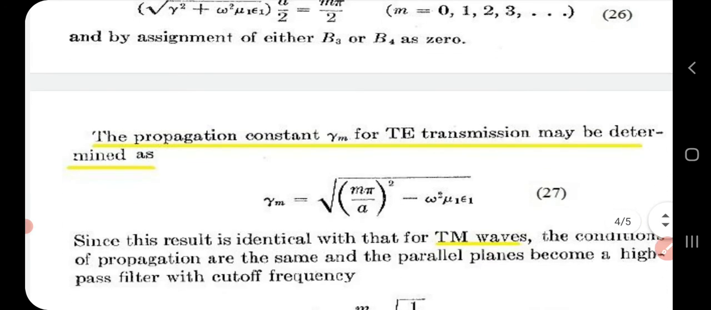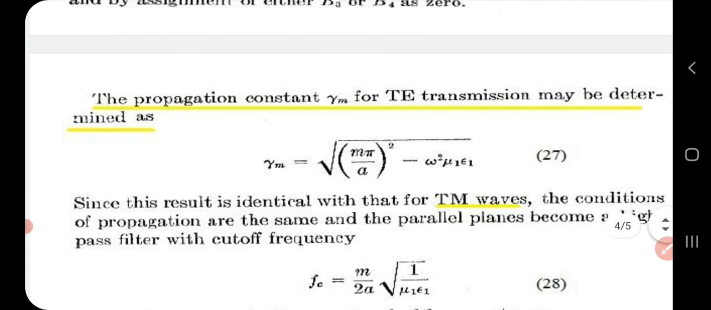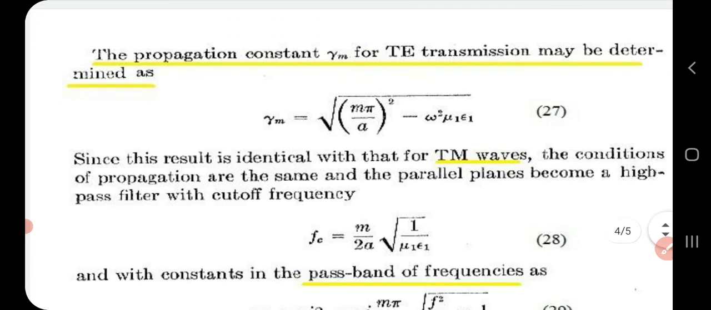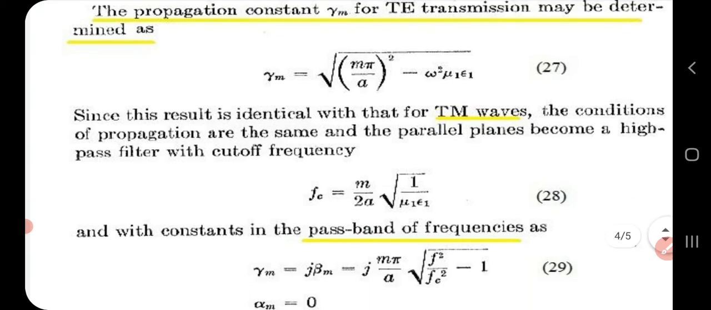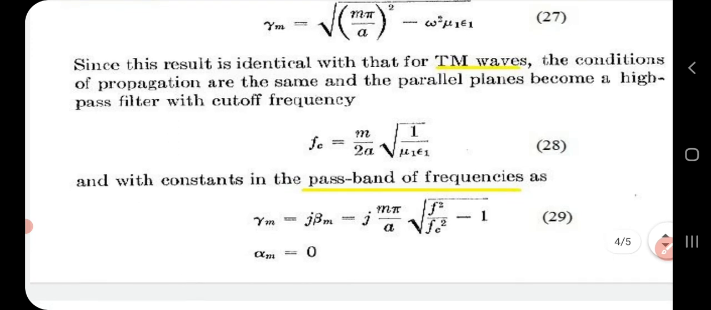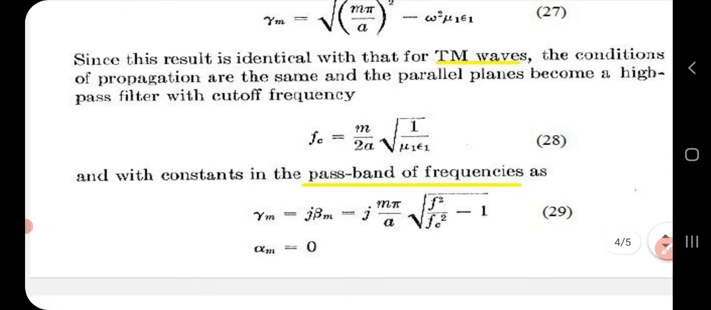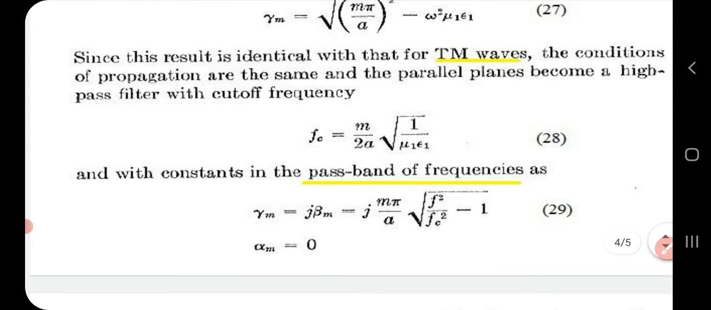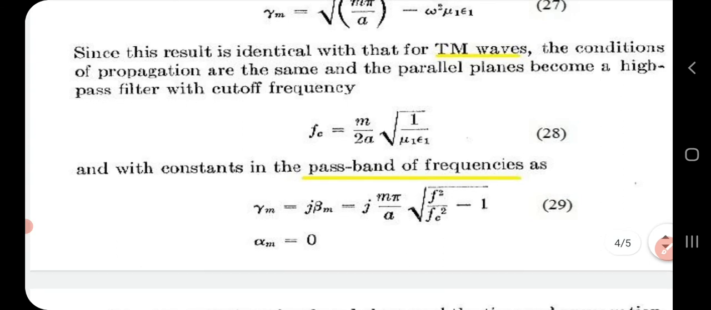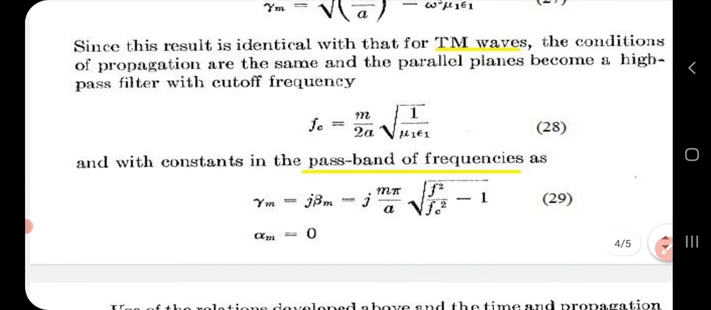The propagation constant gamma m in the case of TE transmission is determined as follows and is given by equation 27. This equation, as already said, is similar to that for TM waves which we have already discussed. The conditions of propagation are the same, and the parallel planes become a high pass filter with cutoff frequency given by equation 28, and the constant in the passband frequencies is given as gamma m equal to j beta m. That expression we have already discussed in the case of TM wave and is given by equation 29, and the attenuation constant alpha m is found to be 0.